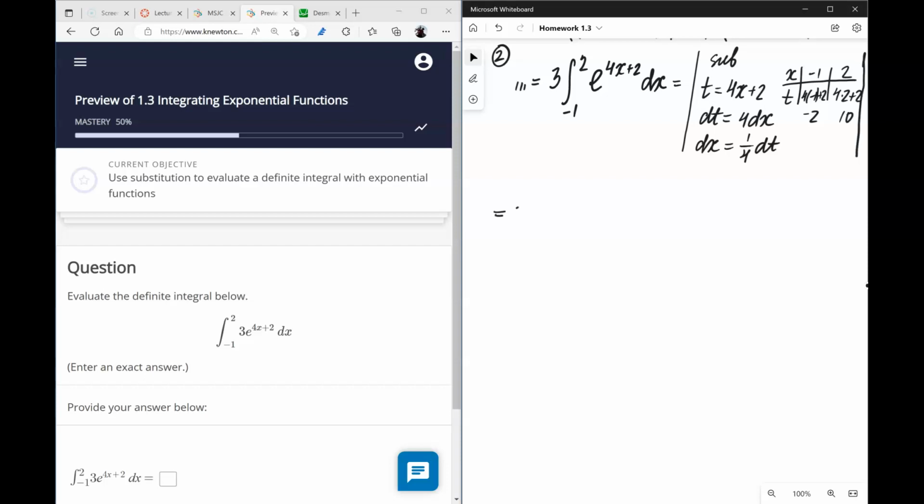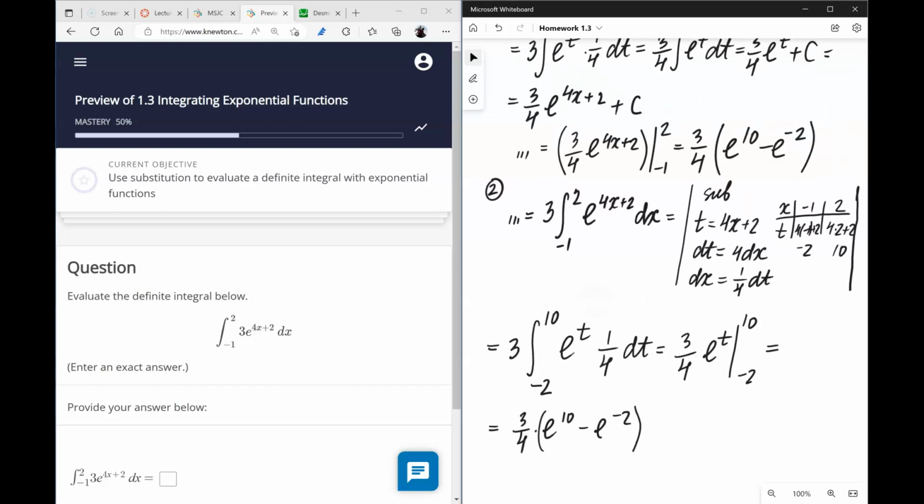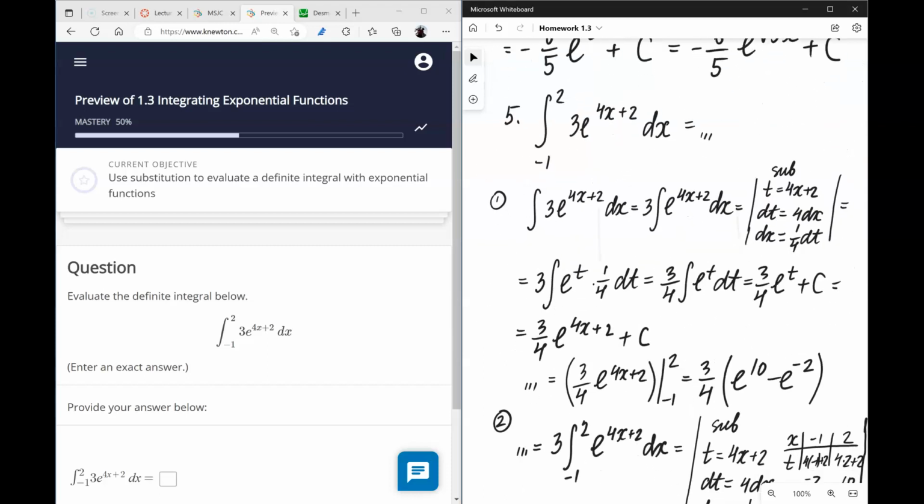So my new integral is 3, and now I'm going to put the limits for t from -2 to 10, e to the t 1/4 dt, and we have 3/4 e to the t. But this time, because I'm doing a definite integral and I changed the limits, I don't need to write plus c. I can just apply the fundamental theorem of calculus right away. So it's going to be 3/4 e to the 10 minus e to the -2, and that's, I believe, the same exact answer.